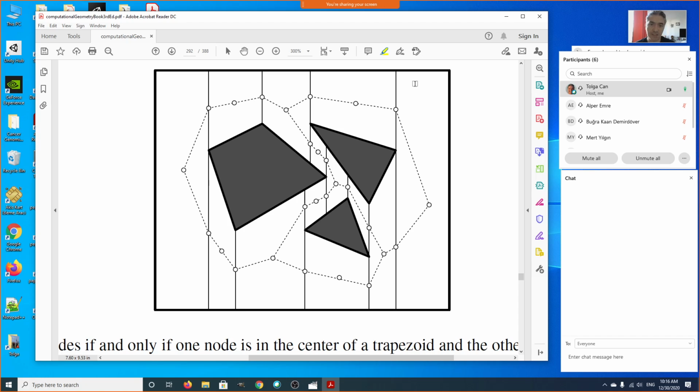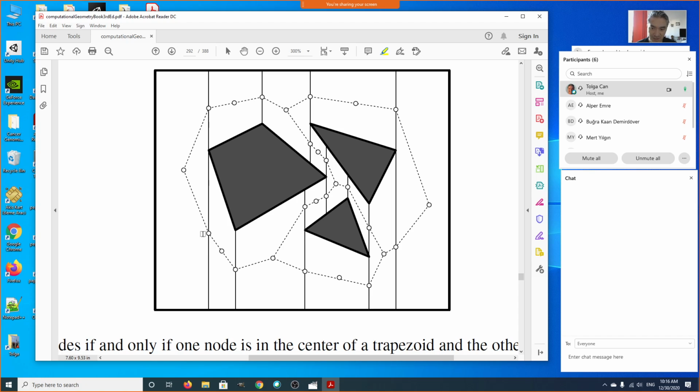Now we have determined the vertices of our graph. How do we determine the edges of our graph? The edges are always between a trapezoid node and a vertical extension node. So if the vertical extension is incident on a trapezoid, we just put an edge between its node and the trapezoid node.